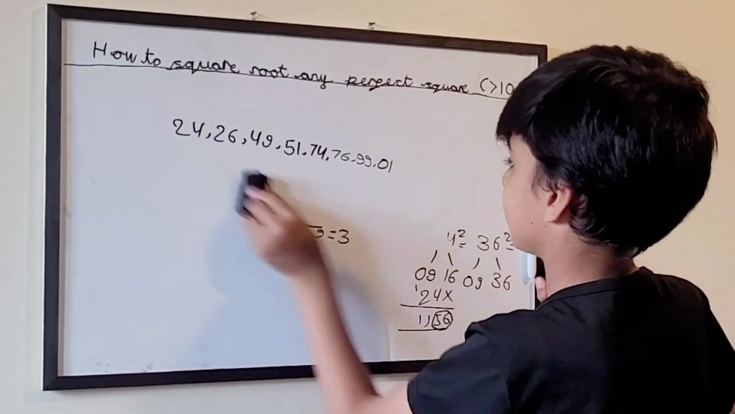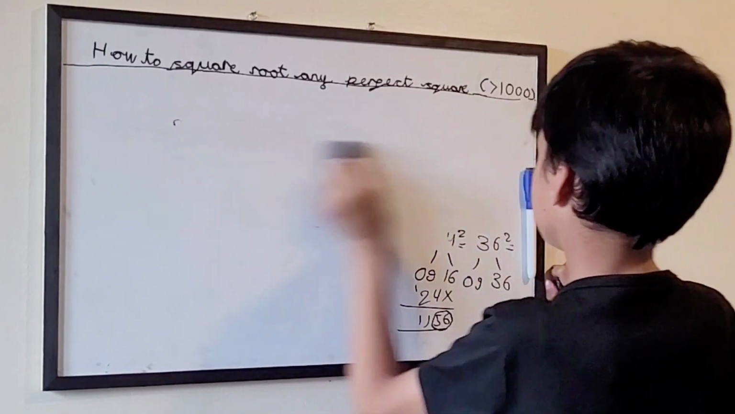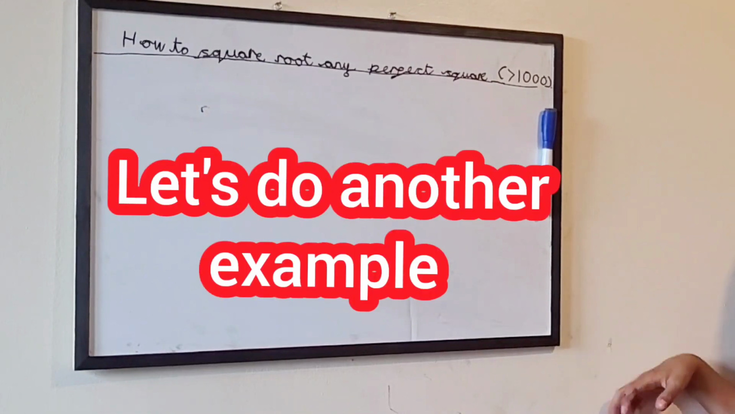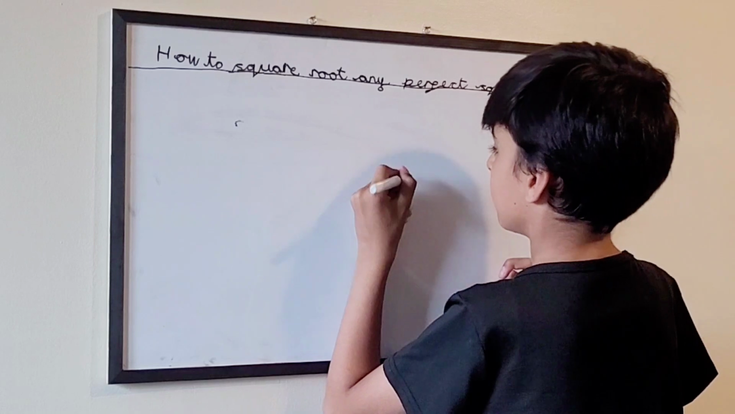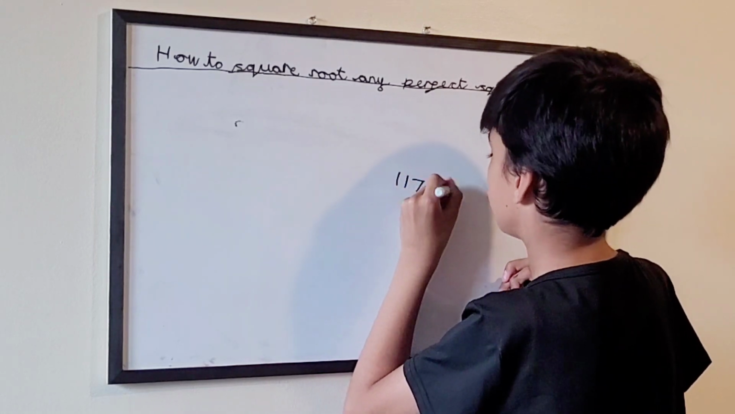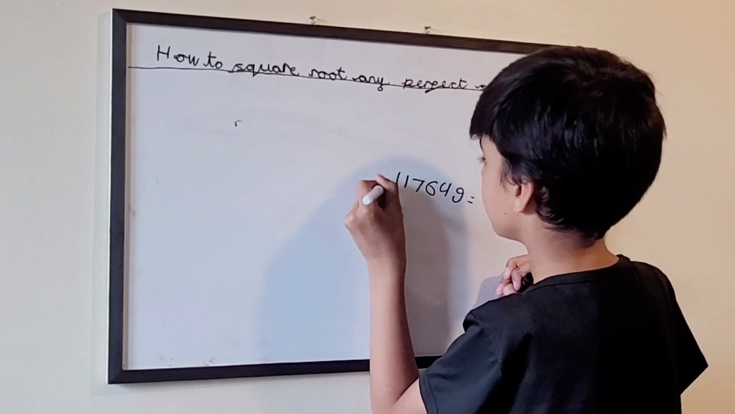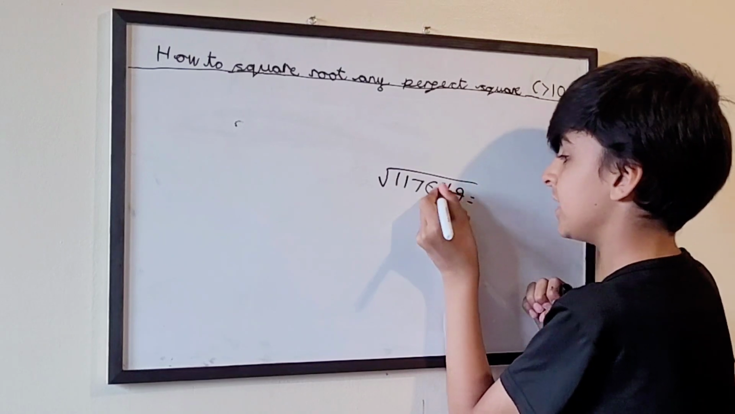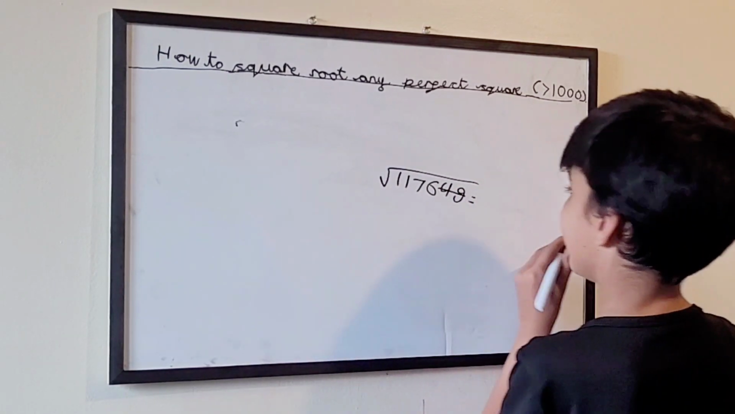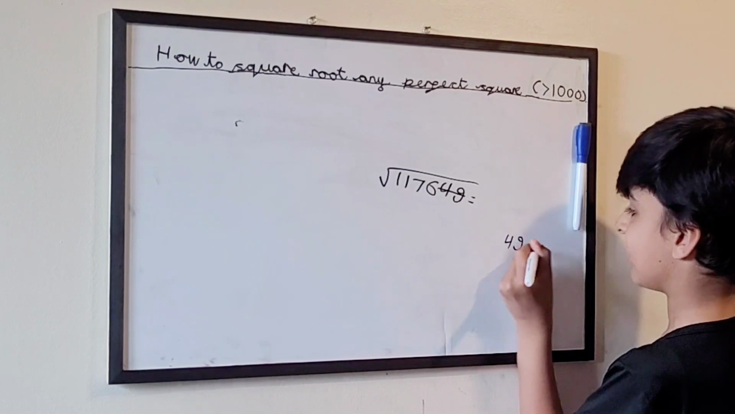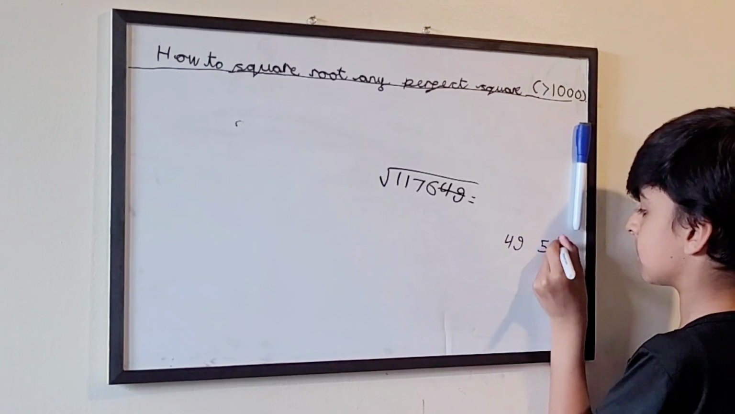Let's just rub this out real quick. Let's just do another example. Let's write it down. 117649. 49. Everyone's ready? Let's do 49 squared, 51 squared.